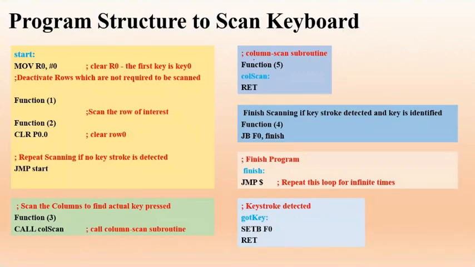Similarly, after completing the column scan, if assume you get one of the keys, then what you will do is go to a subroutine called got key, and then set F0. F0 is one bit in PSW, just to show that we have detected a key. And then you will return to the function saying we have detected a key, and finish the program.